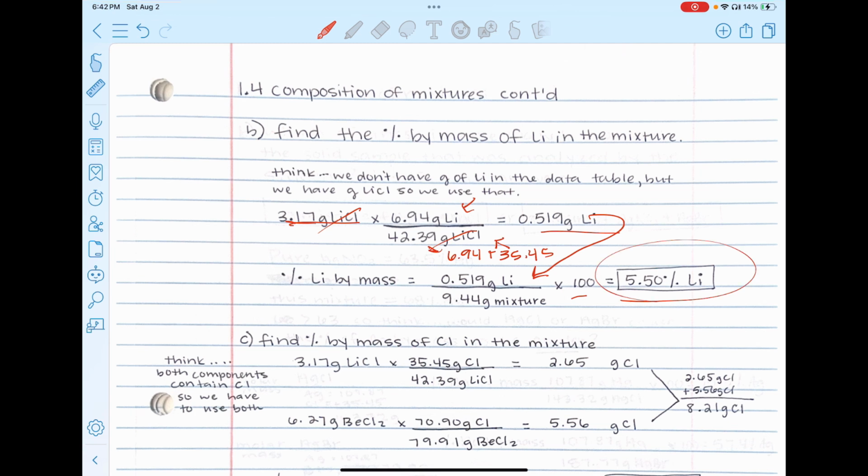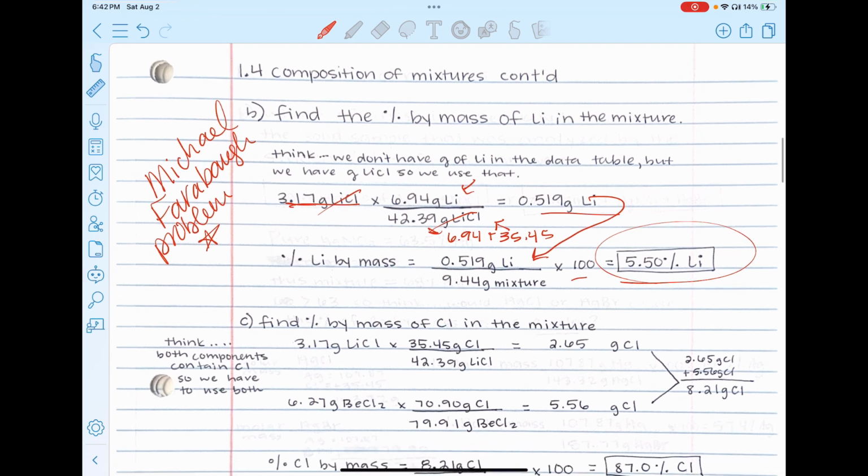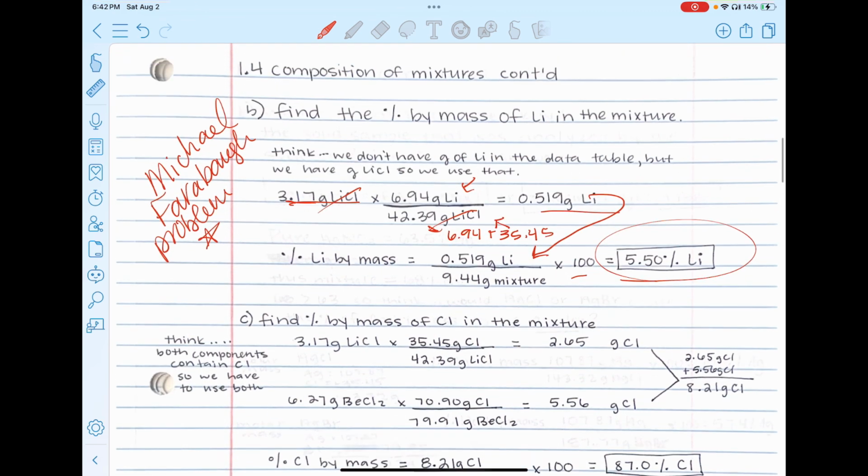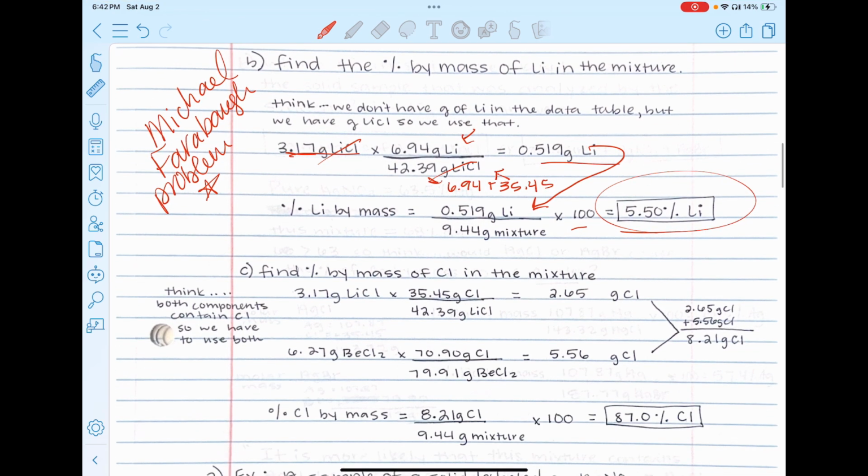Now, before I go any further, I do want to reference that these are Michael Faribault problems that have been adapted from his lecture notes on Unit 1. The majority of the problems in this section are adapted from Michael Faribault, and I want to be sure to give credit where credit is due. You'll definitely find his YouTube channel linked in some of my videos.